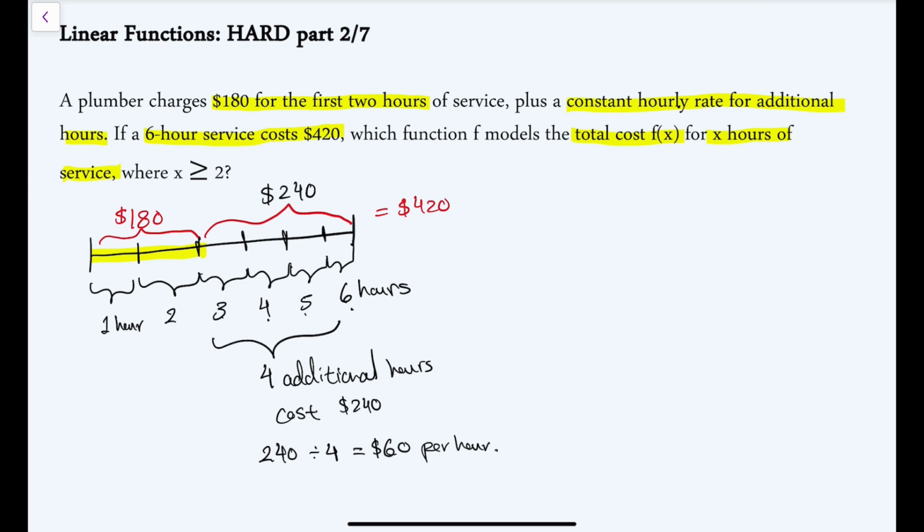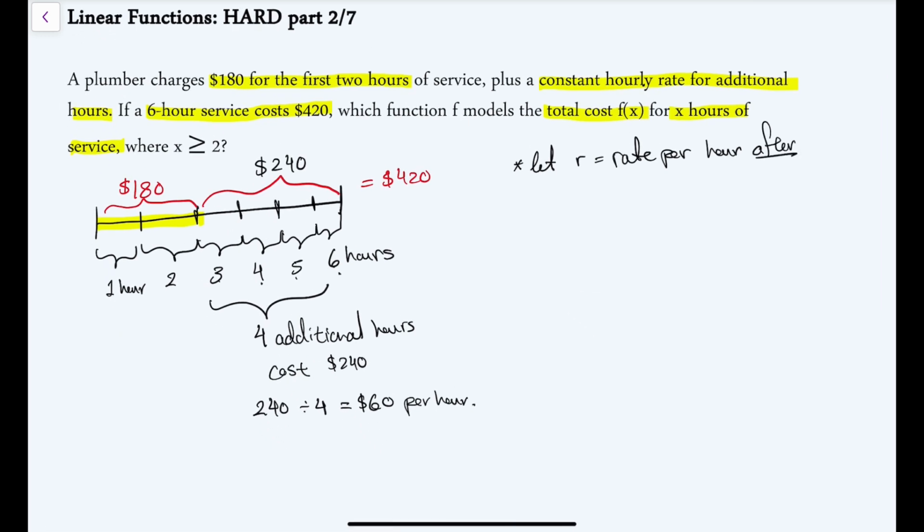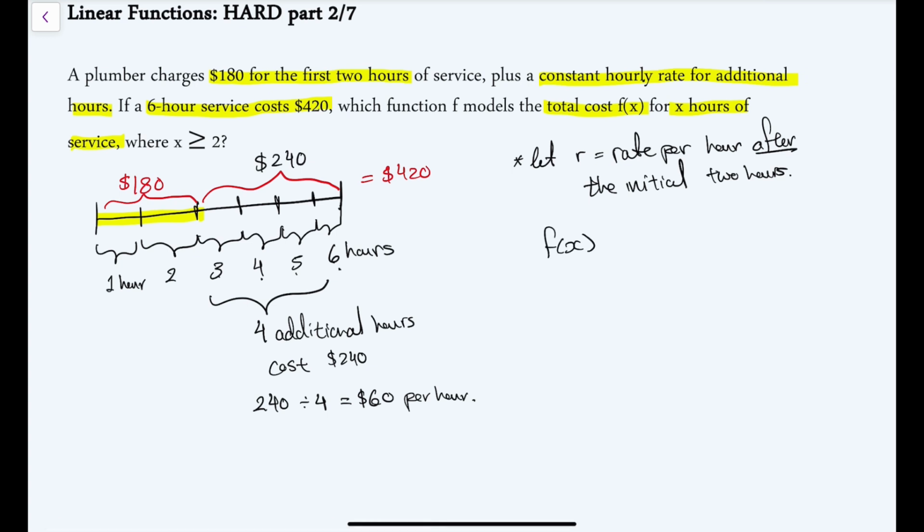Okay, so a 6-hour service costs $420. Let's come up with a let statement. Let R be the rate per hour after, this is the key here, the initial 2 hours. Okay, well, using a function f of x is the total cost. We know that the total cost of 6 hours, and we're plugging in 6 for x because that's the number of hours, will be $420. Okay, what does that look like? 180 of that will be for the first 2 hours. And then as we demonstrated before, the remaining hours to make a total work session of 6 hours is 4 hours times the rate R.